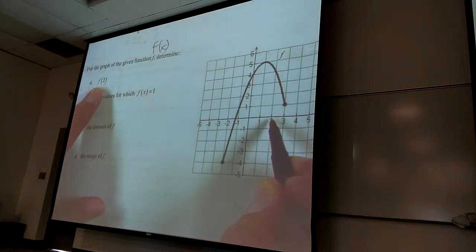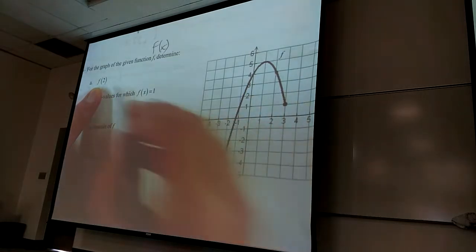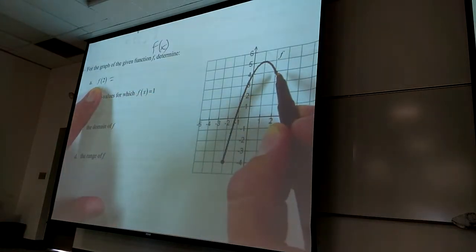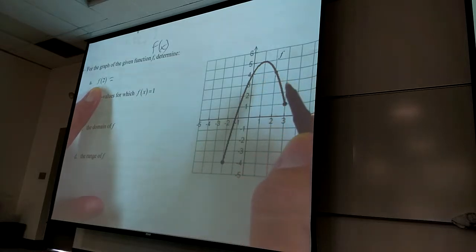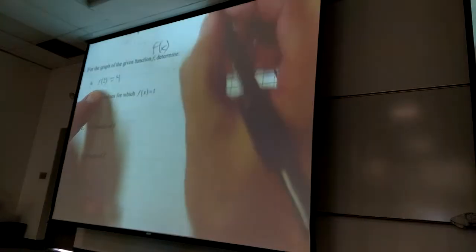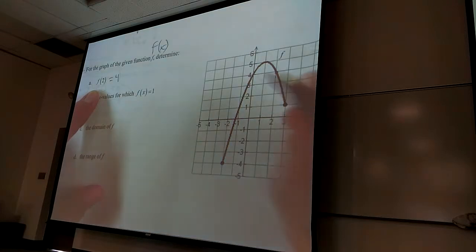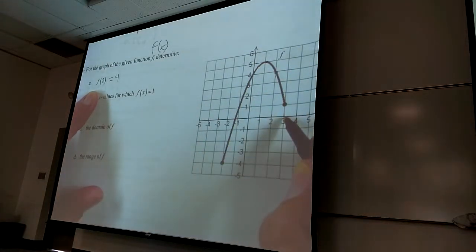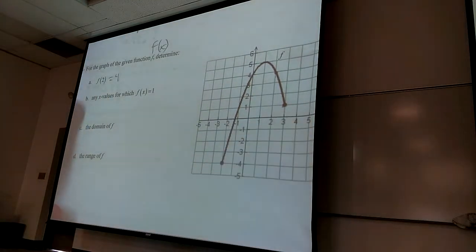So f of 2, where did they put the point? At 2, where's the point at 2? 4. So the output for f of 2 must have been 4, because that's where they put the point. Where am I going to put a point? Well, it depends on what the input is and what output I get. Then I put a different input, get a different output, put the point there. So what's f of 3? 1, because that's where they put the point. Because they're the ones that did the work. I don't have to do the work. I just have to look at their work.